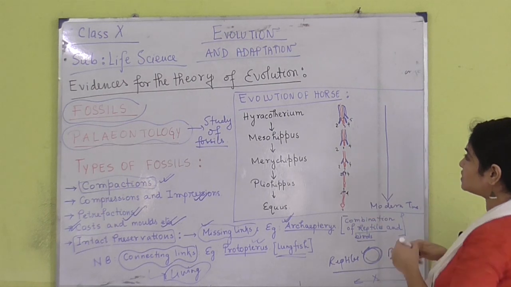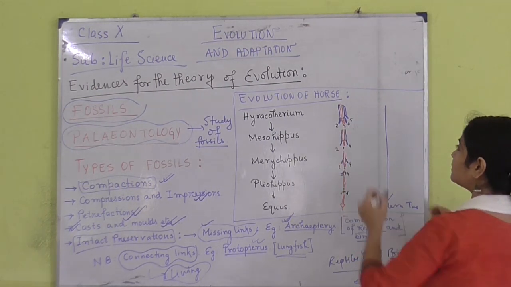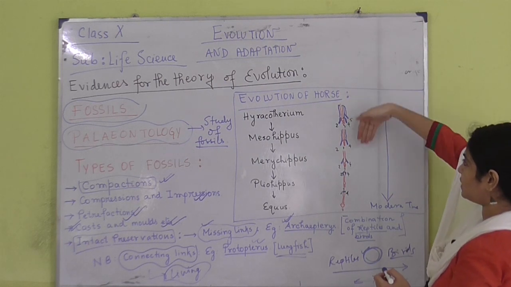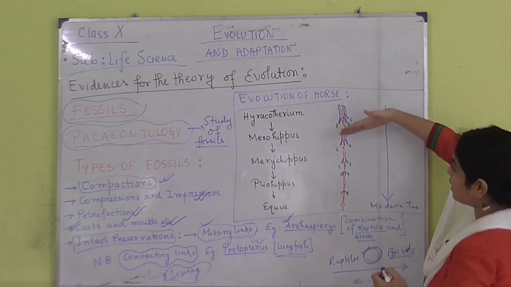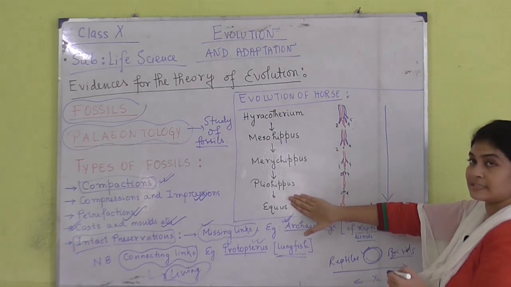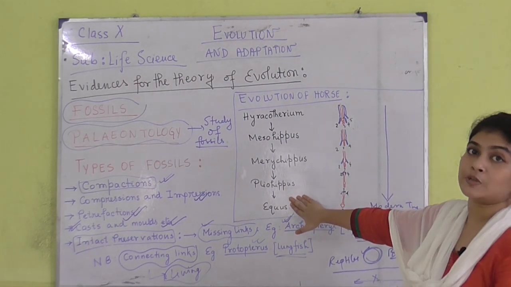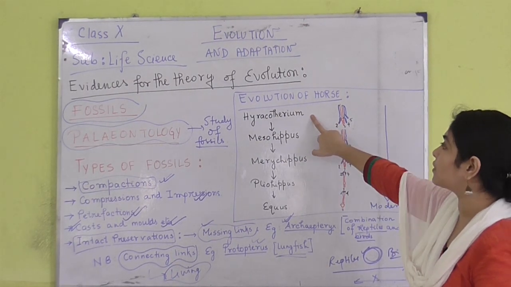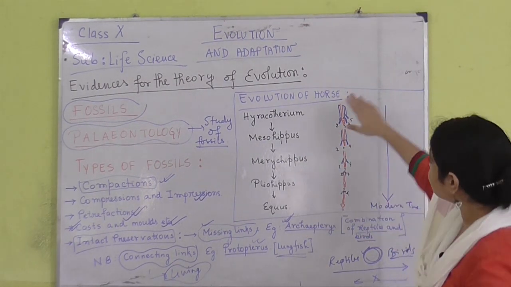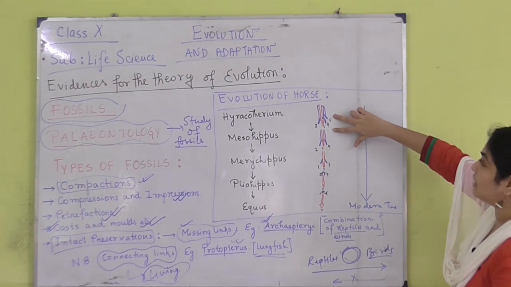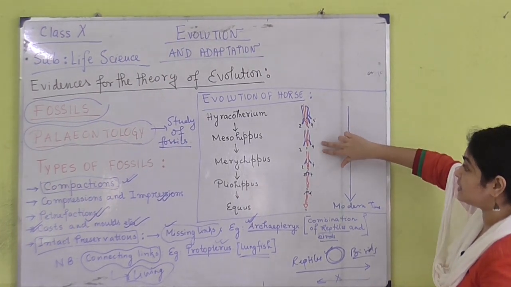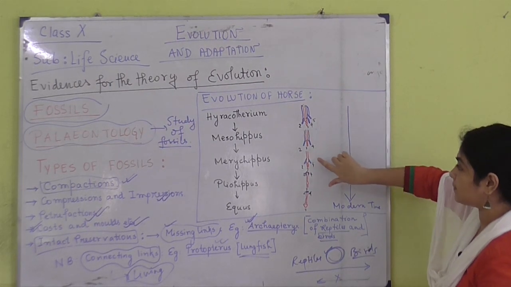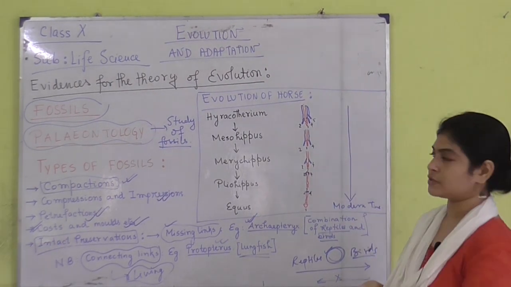These are their limbs, and as you can see, the different types of the shape of the limb gradually changed in course of time when we are going downwards. That means when we are reaching towards the equus, that is the final part of the modern type of horse that is present now. If we see its evolution from Hyracotherium till equus, then we will see the different types of limb differences or the number of digits, how they differed and what are the different kinds of shape that they changed in course of time.